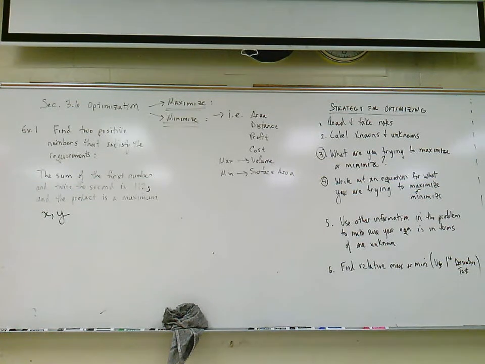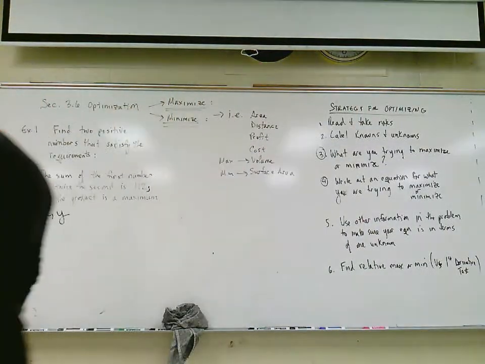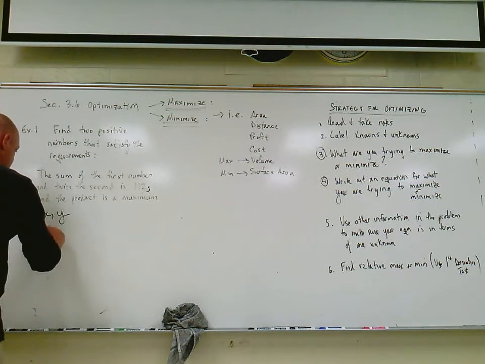Now notice nobody said anything about maximizing or minimizing there. We're just trying to take those words and make it an equation. So what equation can you write right here? X plus 2y equals 112. All right, so X plus 2y is 112.